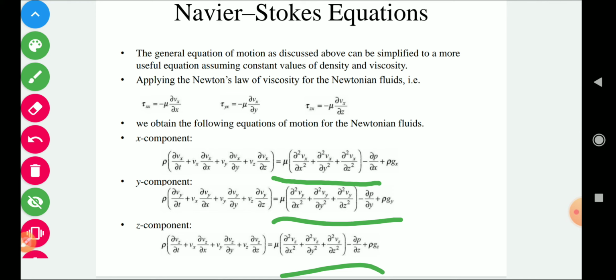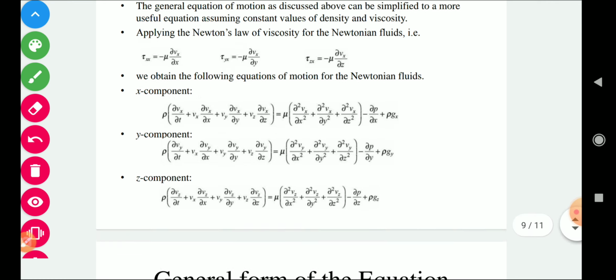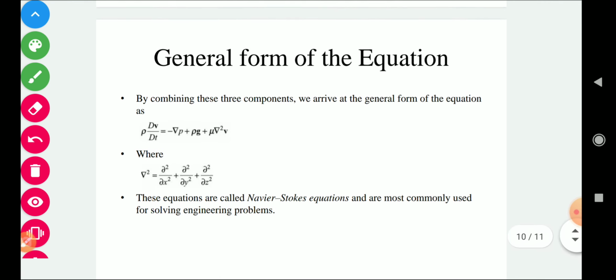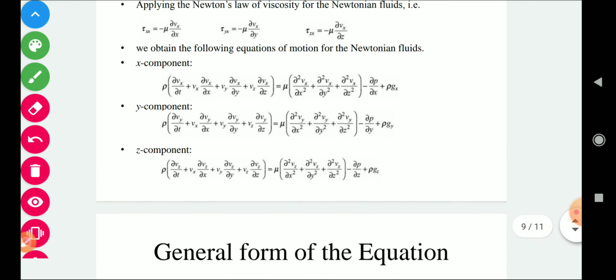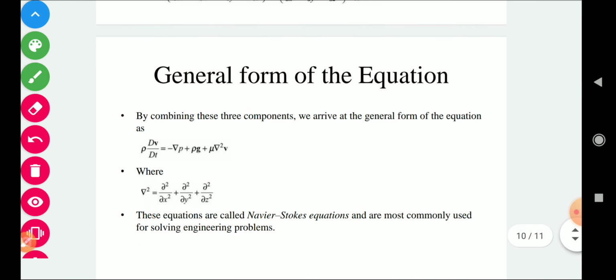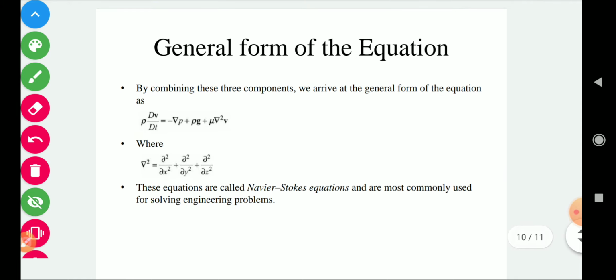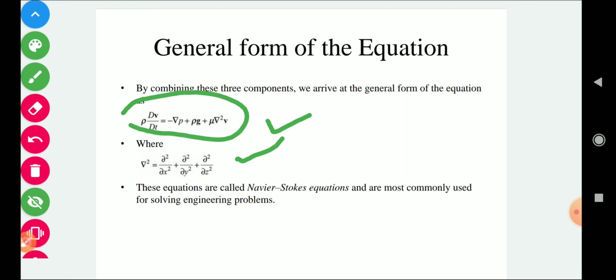Here mu is constant, so we can take it out of the bracket, and its general form is this one. The general form of the Navier-Stokes equation will be this one, where del square is del square by del x square plus del square by del y square plus del square upon del z square. This equation is called the Navier-Stokes equation and is most commonly used for solving engineering problems.